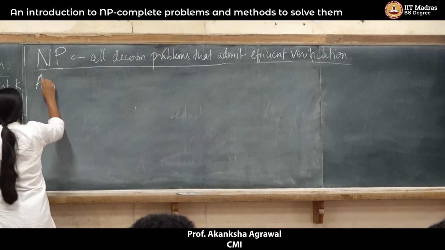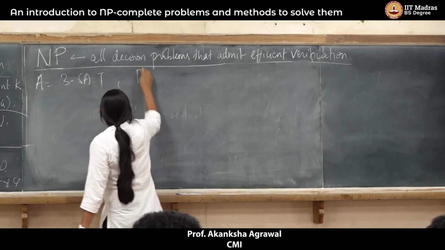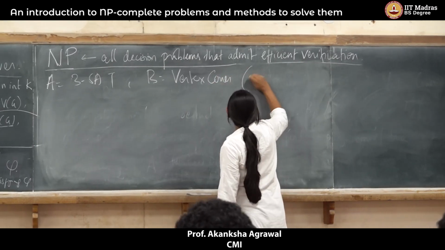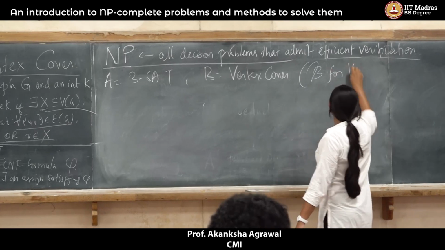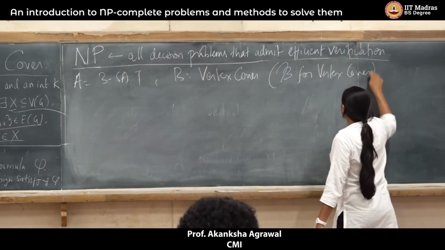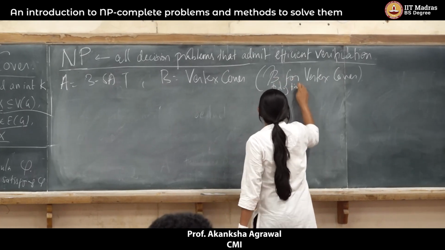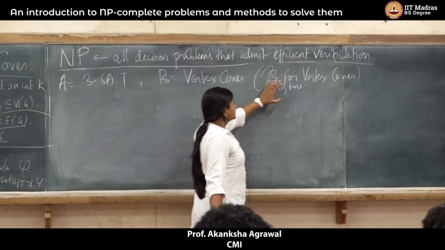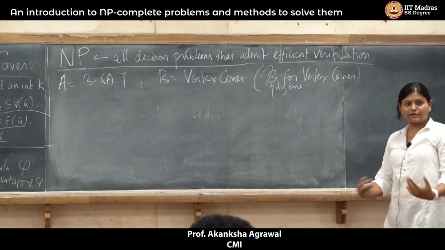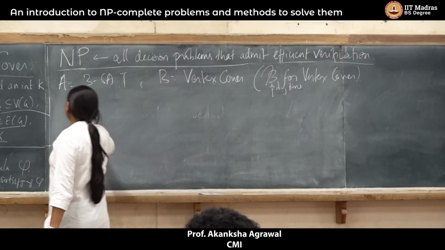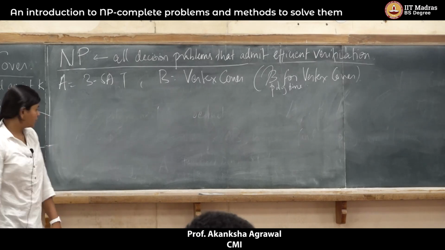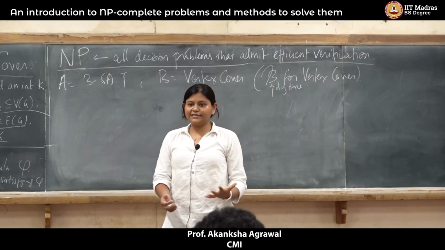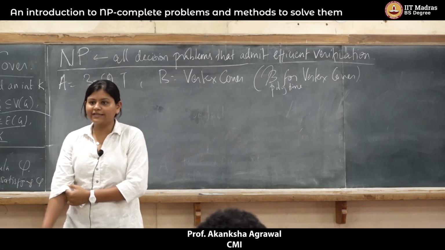So my A is 3-SAT, B is vertex cover, and we have an algorithm B for vertex cover. This is a polytime algorithm. Someone has already written the code for it. So I'm given access to such an algorithm B for vertex cover that runs in polynomial time. Now I will design a polynomial time algorithm for 3-SAT. That's the goal. So notice that we will try to turn an instance of 3-SAT into an instance of vertex cover. That's what we'll do.